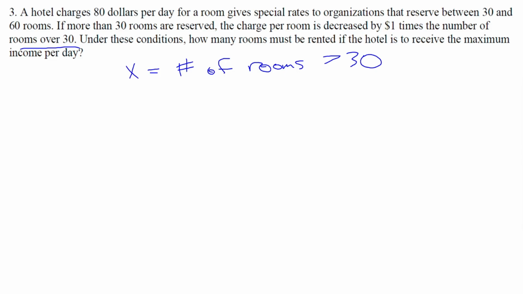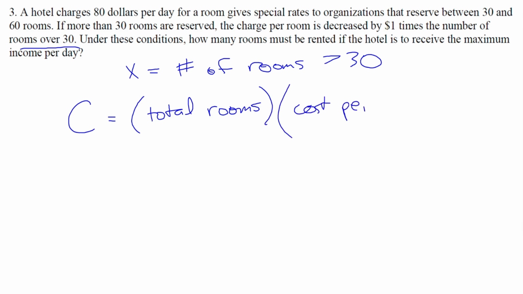And when we think about that, the total charge here, we can call it whatever variable. We'll call it c. The total charge here should always be equal to the total rooms times the cost per room. I'm going to write this out in words, I think that's useful sometimes.